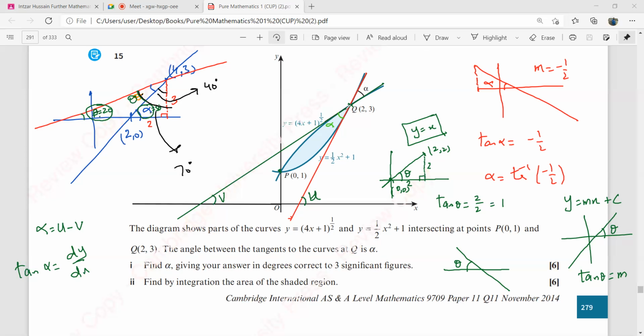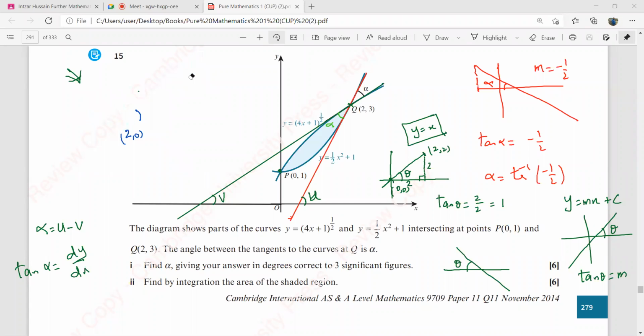This situation here is exactly the situation like this. You will have to find this angle u, the angle this tangent is making with the x-axis, and this v, the angle that this tangent is making with the x-axis, and then you will be subtracting them. For that purpose, I'll have to clear this area so that we can do that differentiation first of all. Now for this angle u, I will be differentiating this curve with the equation y equals half x squared plus 1.